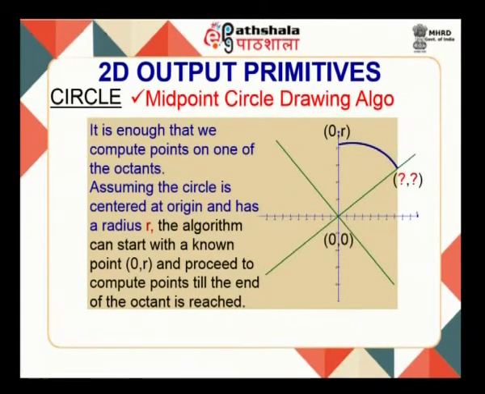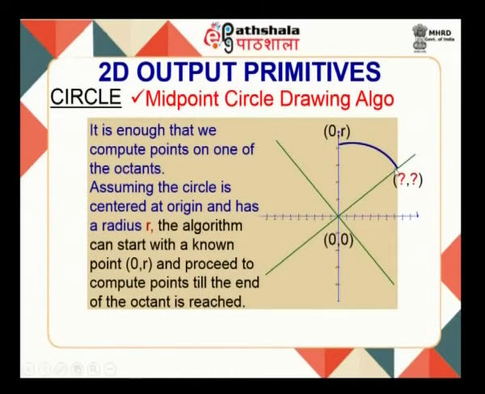So, given a circle, imagine you have to find points on the circle. What is the input? The input to the procedure is the radius, and that is the only thing, and maybe the center. If the center is given somewhere else, you will have to also take those coordinates into account. Assume that the center is at the origin, so 0 0 is the origin, and the radius is some r units, and we will be interested in computing points on the circle only in one of the octants.